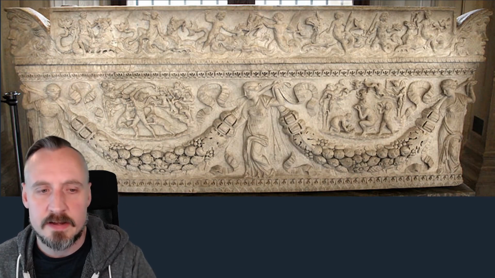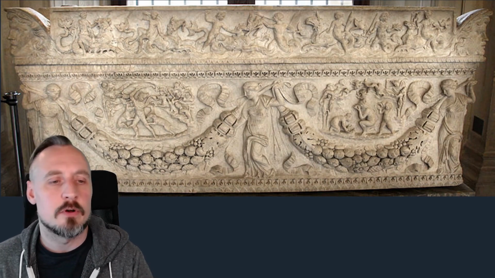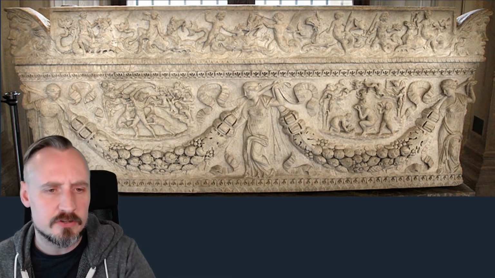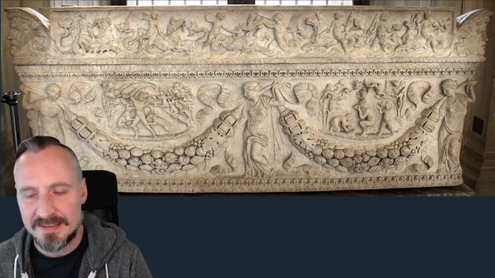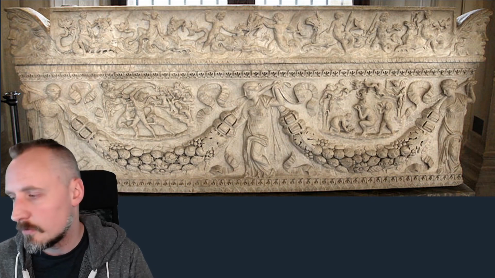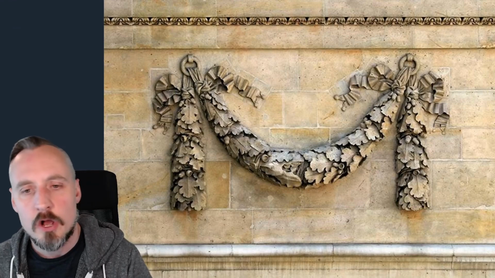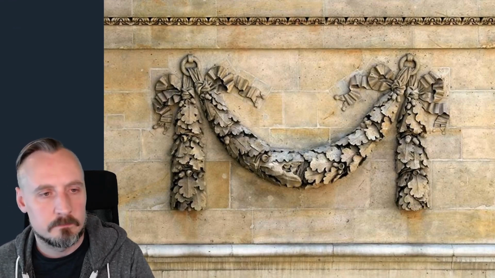Here's actually an ancient Roman example. You could see both oak leaves and flowers and fruit and food and seashells and all kinds of crazy stuff would be in these festoons. And these are also called swags sometimes. Here's one almost entirely of oak leaves, which is very lovely.